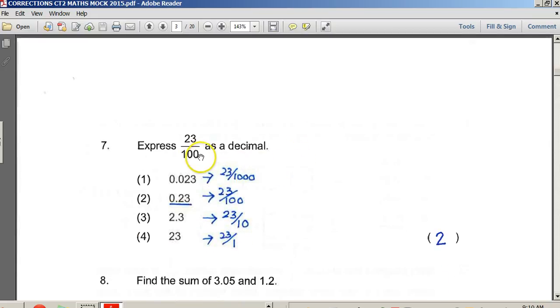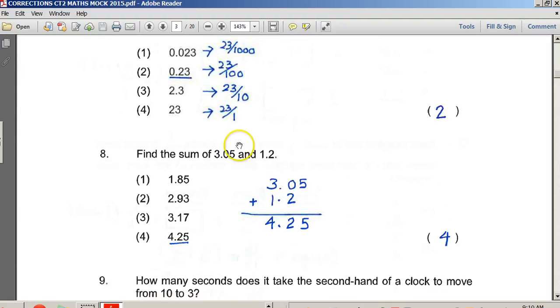Alright, with 2 decimal places, you count from the back, 1, 2, put a dot there. It is number 2. 1, 2, put a dot. 23 over 100. This one, just add them together. Be very careful. Please align the decimal dots together in one line. And this looks like 305. This looks like 120. Please include the dots. And if this is like 120, there should be an invisible 0 here.